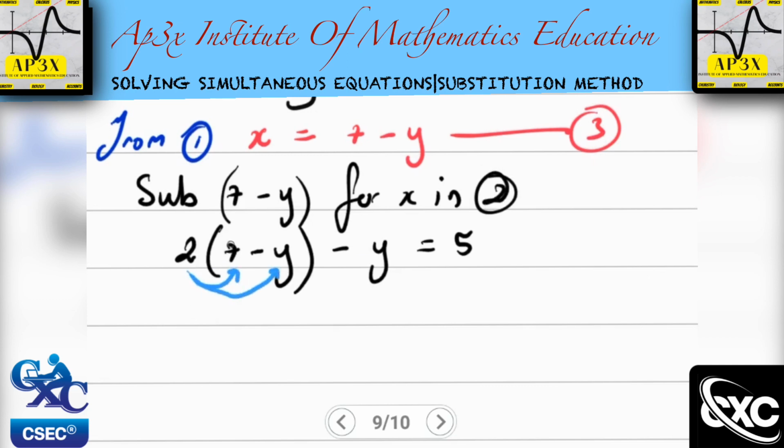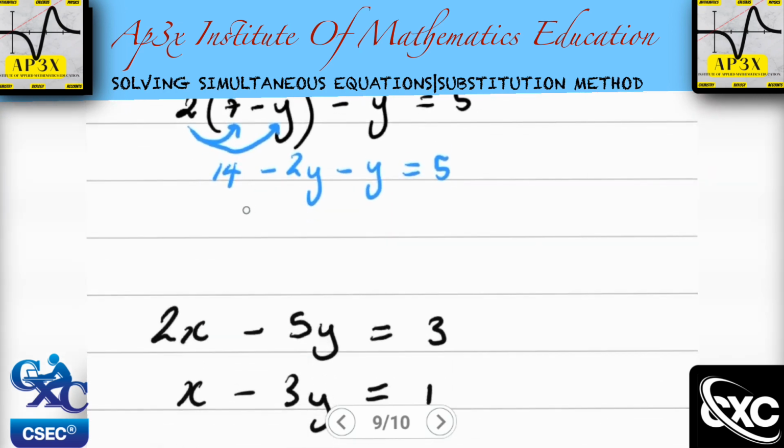So then I end up with 2 times 7, 14, 2 times negative y, negative 2y, minus y equal 5. Now I can fix this equation up a little bit here by saying negative 2y minus y, and then of course I'm going to have 5 on the right side. I'm going to simply transpose the 14 to that side. So I'm going to have negative 14 here. So that's 5 take away 14. So I've just transposed like terms.